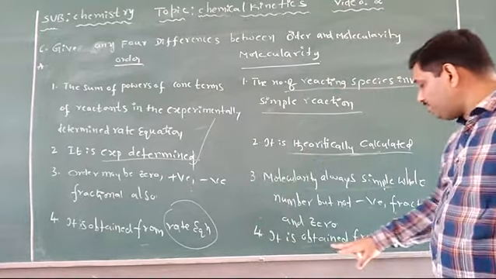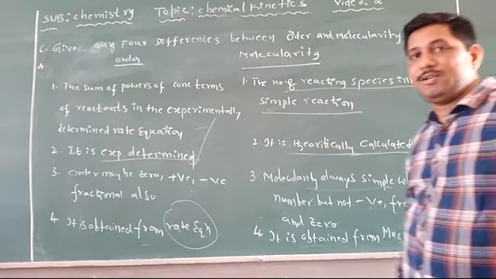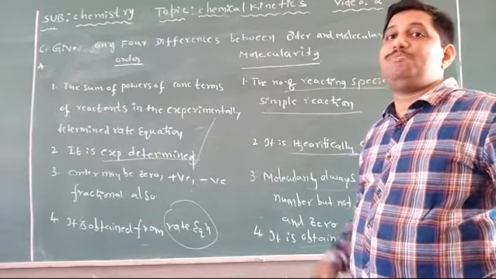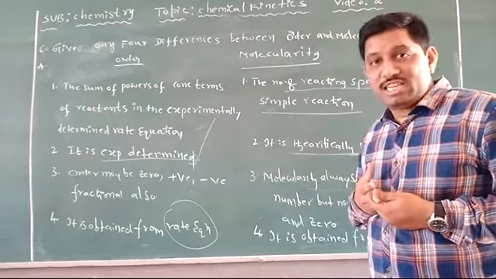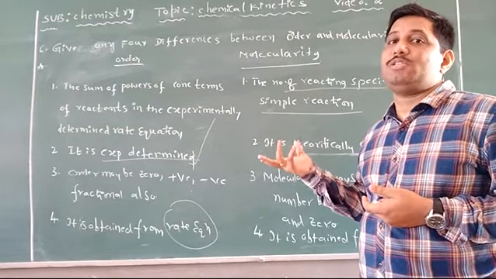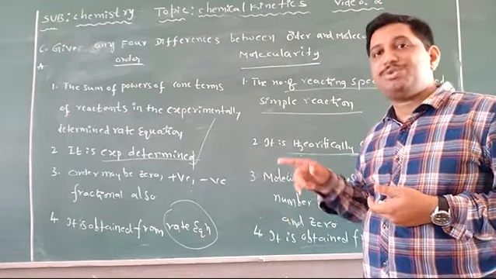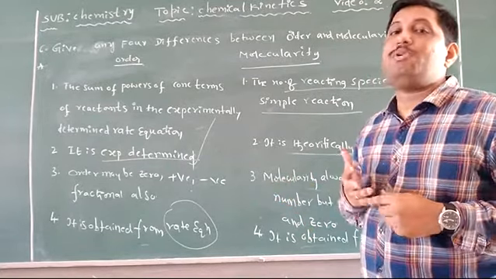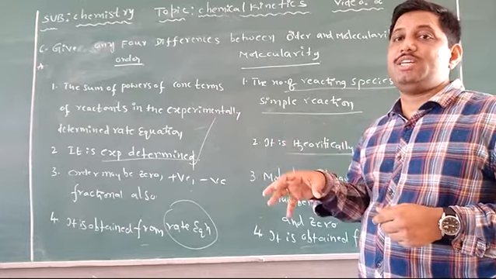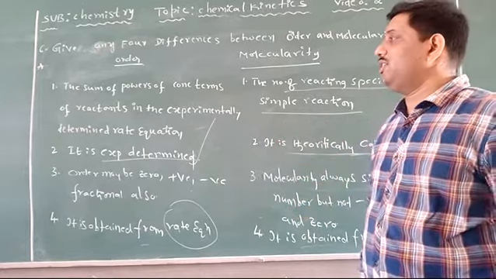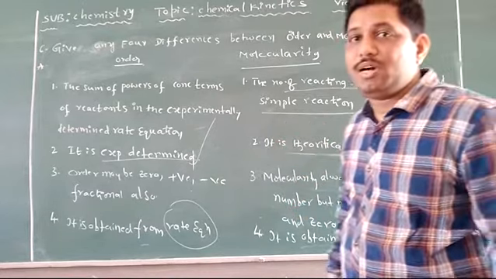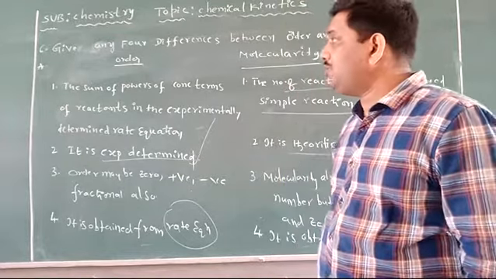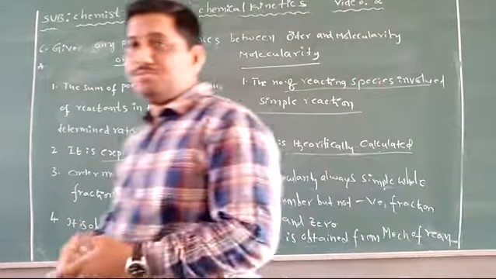Whereas the molecularity of the reaction is obtained from the mechanism of the reaction. If 3 reactant molecules, molecularity is 3. Depending upon the number of reactant molecules in a chemical reaction, you can determine the molecularity. These are the differences between order and molecularity. Okay students, copy this.